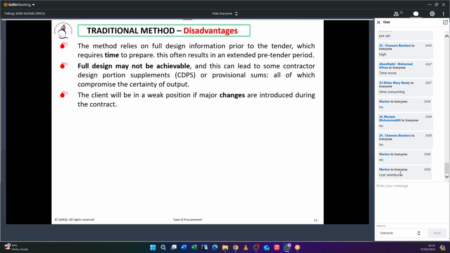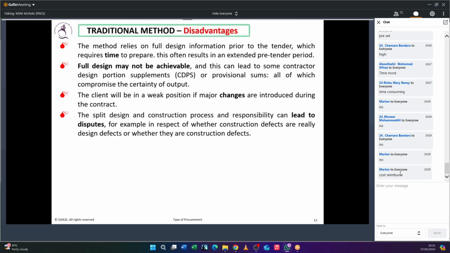Then major changes will be a trouble because you are defining the scope of work, which defines the time for construction. But if you are changing the scope of work, the contractor may challenge the prices and he can hike the price and also take the benefit of the extension of time. So that is less favorable when it comes to design changes.